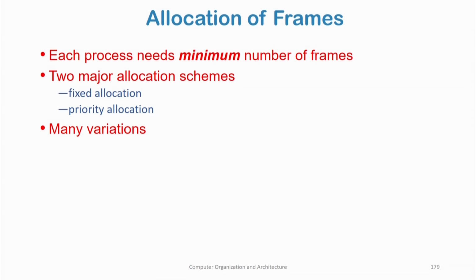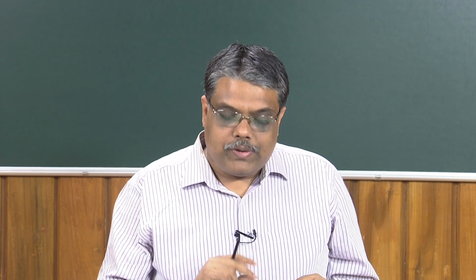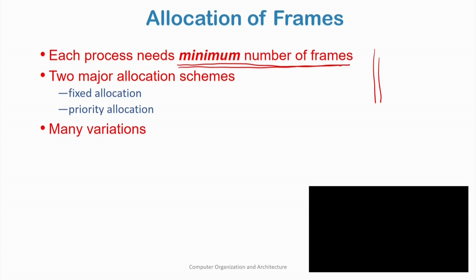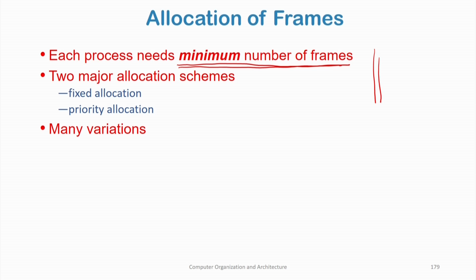Now, allocation of frames. So far we have been saying that pages and page frames have no connection with the processes. Now, this is entirely not true. Each process requires a minimum number of frames. So, typically what we do is allocate a certain number of physical page frames to each process.